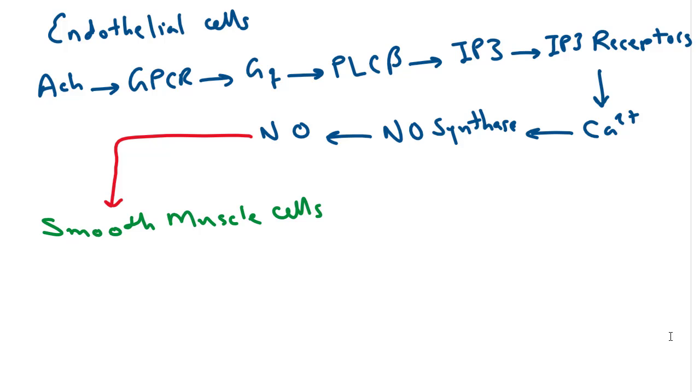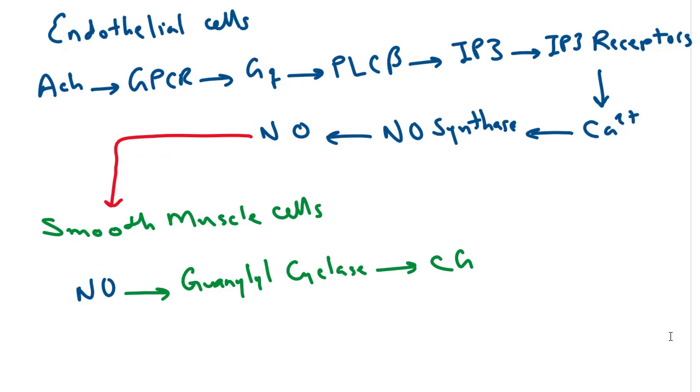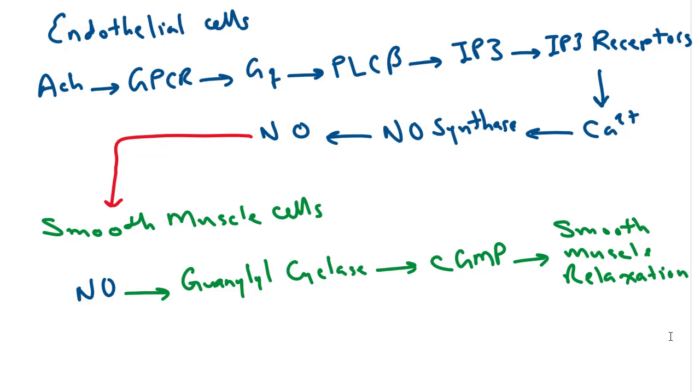So our NO that was produced in the endothelial cells will go on to activate guanylyl cyclase, and this will produce cyclic GMP from GTP. And that will lead to the response. And what is the response? Smooth muscle relaxation. And smooth muscle relaxation will lead to lowering the blood pressure.